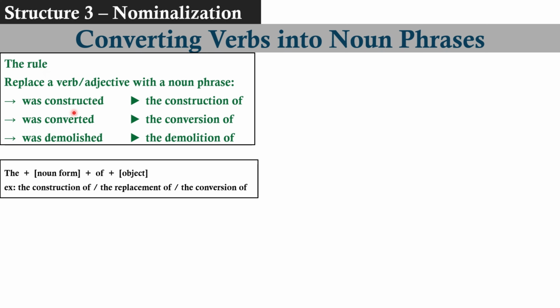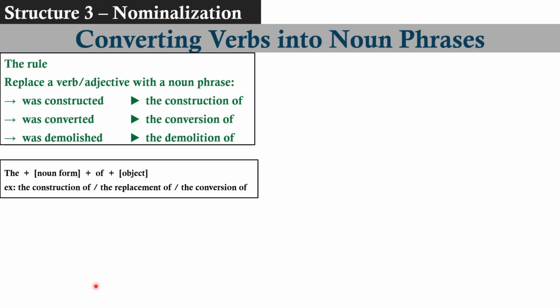In the same way, in map writing, you do the same. Was constructed becomes the construction of. Was converted becomes the conversion of. And was demolished becomes the demolition of. Why is this useful in IELTS writing? Because nominalization helps create a more formal and academic style.